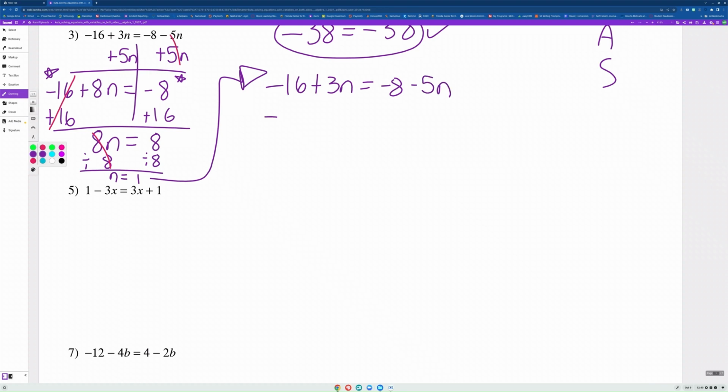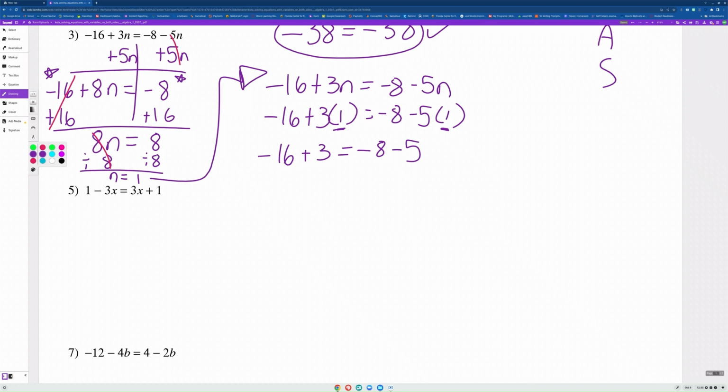And then plugging in my variable, remembering to use parentheses. All right, so now order of operations. Parentheses, I have parentheses, but there's no math going on inside of them. No exponents. I do have multiplication. So negative 16, and then my 3 times 1 is just going to give me 3, is equal to my negative 8, and then negative 5 times 1 is just negative 5.